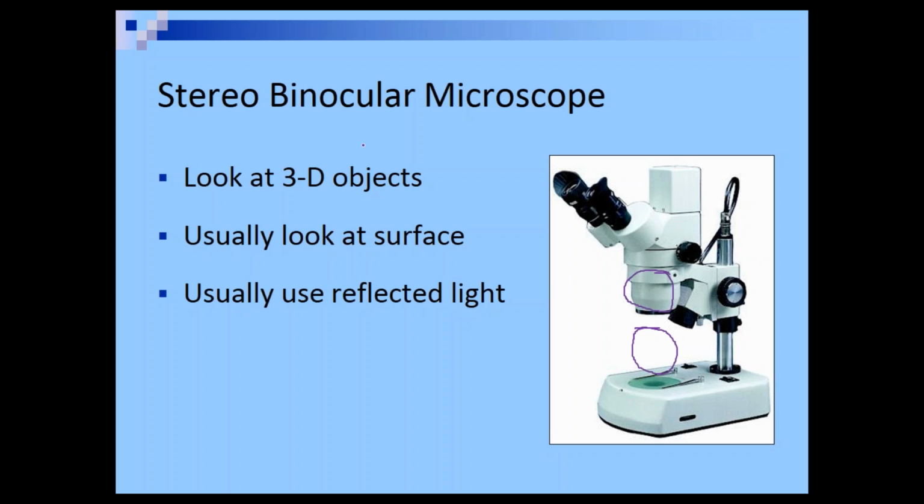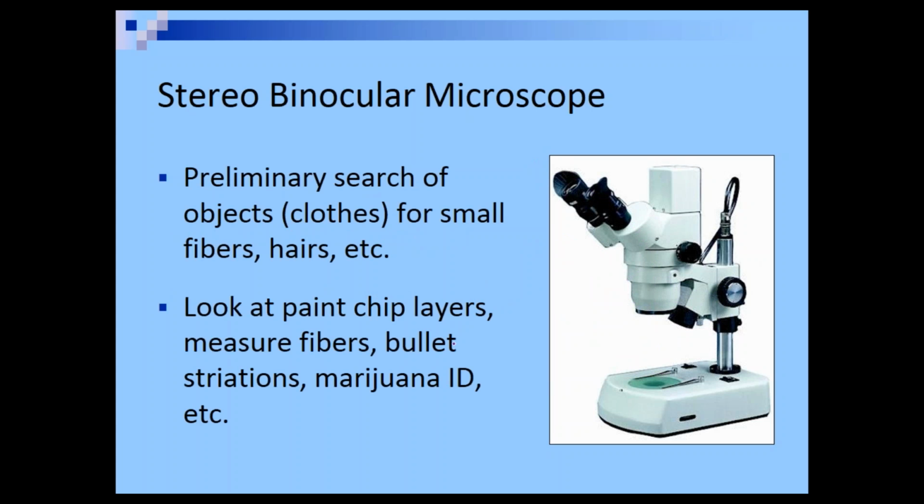The type of light that a stereo binocular microscope uses is reflected light, where right here it has a little flashlight that's going to bounce off the object and go up and into your eyeballs. You can also use big external lights if you want, just big sort of copy stand lights or big lamps that you can shine on there to get as much light on the object as possible. So that's reflected light, where it comes from an outside source and bounces off the surface of a 3D object. All right. When do you use a stereo binocular microscope?